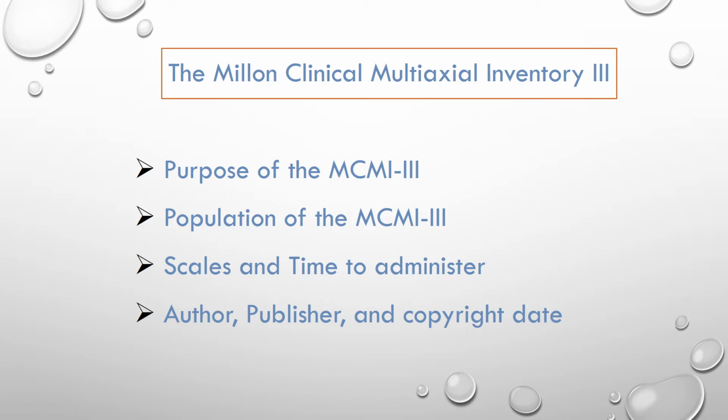The MCMI-3 addresses a clinical population of adults, ages 18 and above, with a reading ability of grade 8. And there are 28 clinical scales, of which 4 score personalities, 11 score clinical personality patterns, 3 score severe personality pathology, 7 score clinical syndromes, and 3 score severe clinical syndromes.